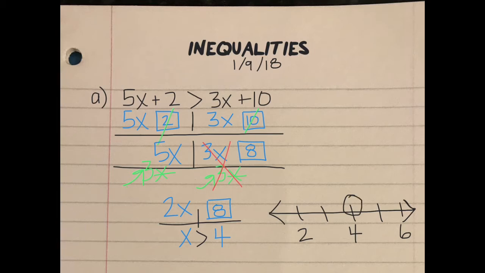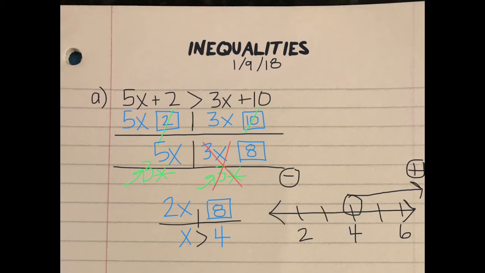Make a nice open circle on it. And I am going to point my forever arrow in the direction of numbers that are bigger than 4. The bigger direction is always to the right. This is your bigger direction. And your less than direction is always to the left. Anything to the left of 4 is less than, anything to the right is greater than. That was an easier one.